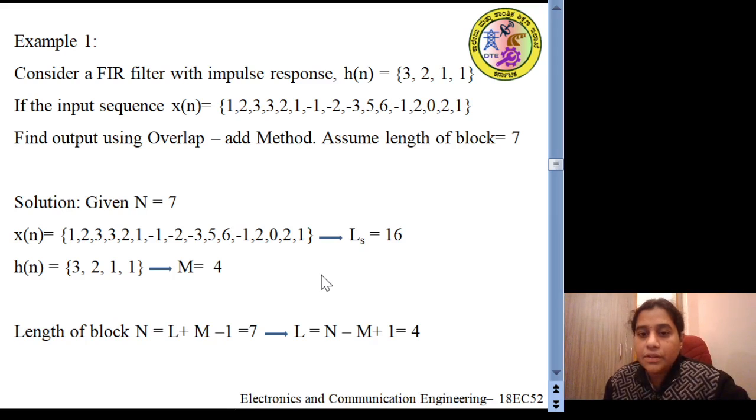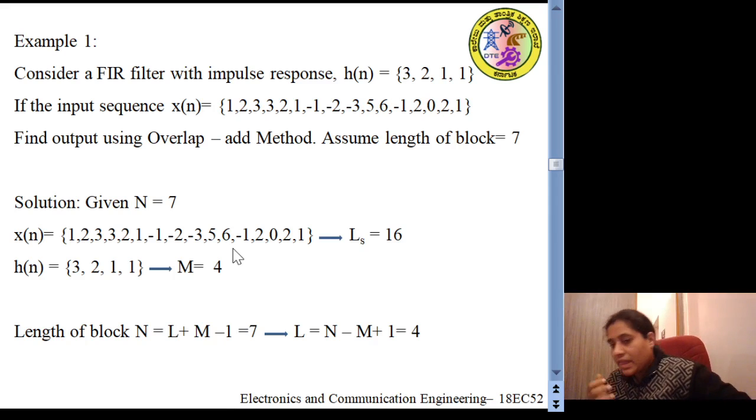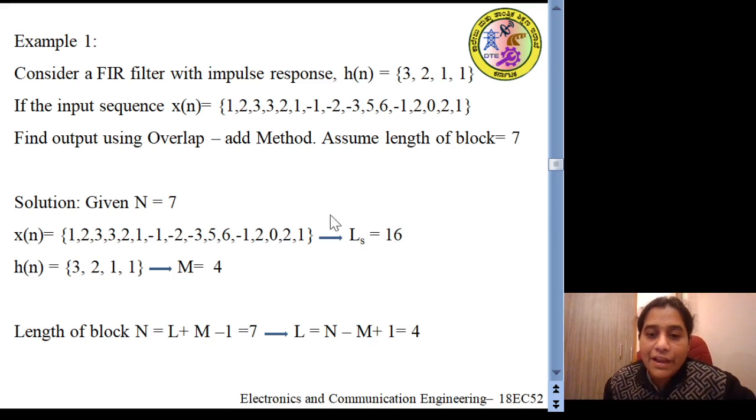So what they have given is, they have asked us to assume the length of block to be 7. So the value of N is equal to 7. What they have given, x of n, which is 1, 2, 3, 3, 2, 1, minus 1, minus 2, minus 3, 5, 6, minus 1, 2, 0, 2 and 1. So totally there are 16 samples in this particular incoming sample. So the value of LS is 16.